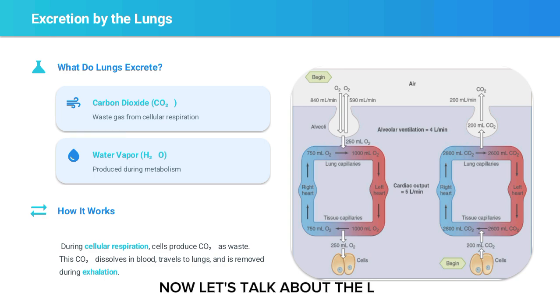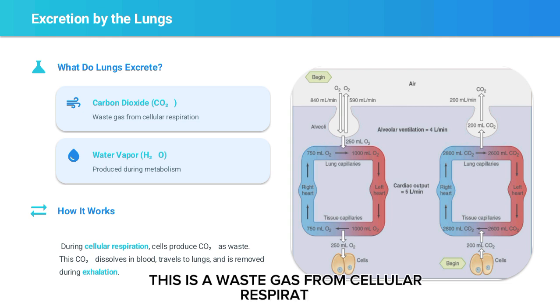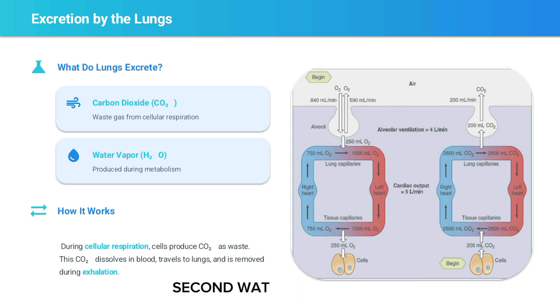Now let's talk about the lungs, your body's natural exhaust system. What do the lungs excrete? First, carbon dioxide, or CO2. This is a waste gas from cellular respiration. Second, water vapor, or H2O. This is produced during metabolism.